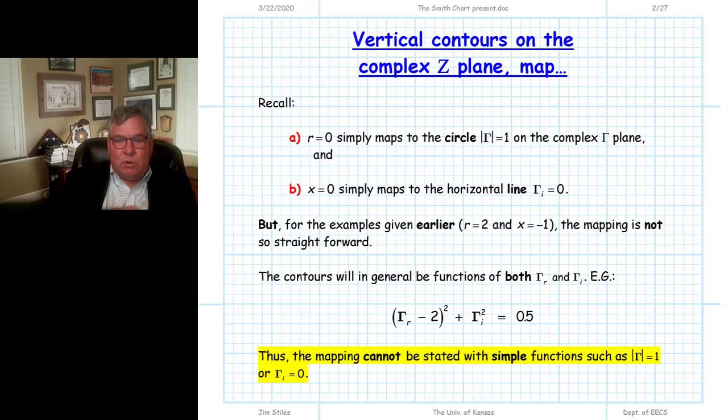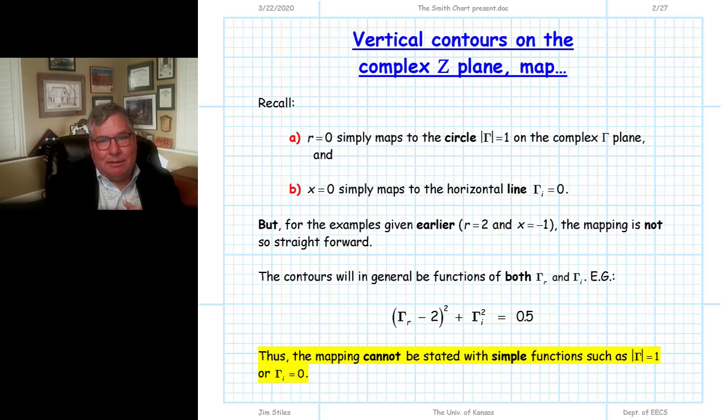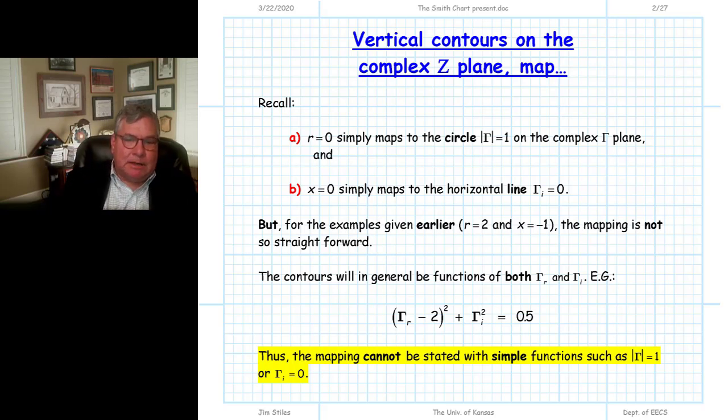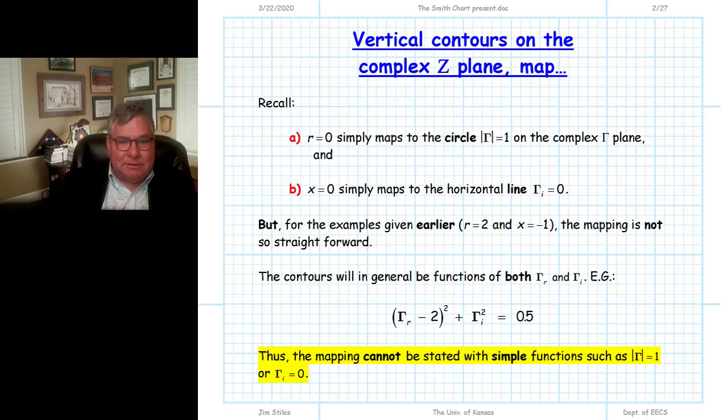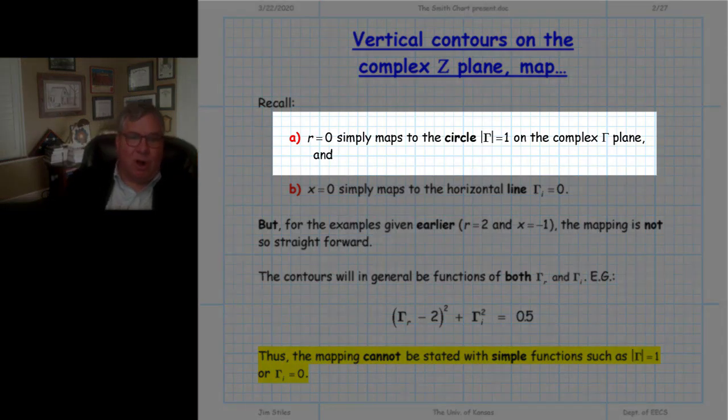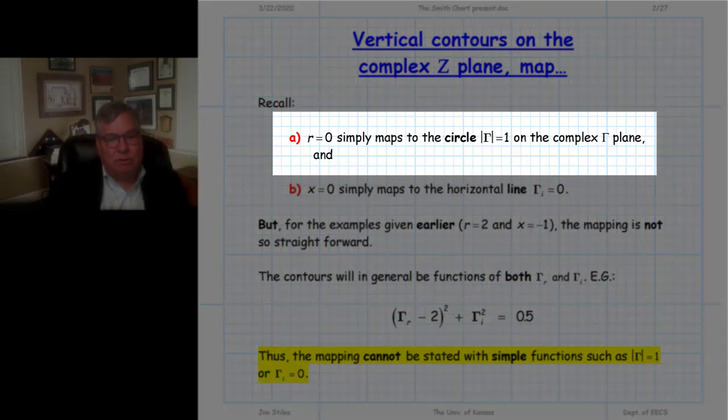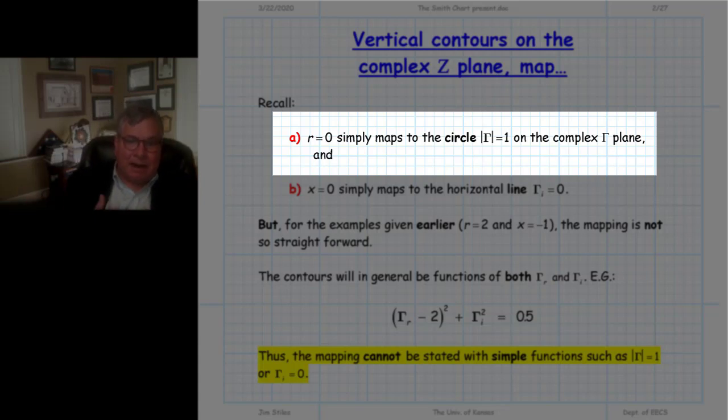All right, so how do these vertical and horizontal contours, these Cartesian contours, map onto the complex gamma plane? We know a couple of mappings, as we've talked about before. The contour R is equal to 0. The vertical contour maps into a circle, the unit circle, on the complex gamma plane. And that's easily stated mathematically as all values of gamma whose magnitude are equal to 1.